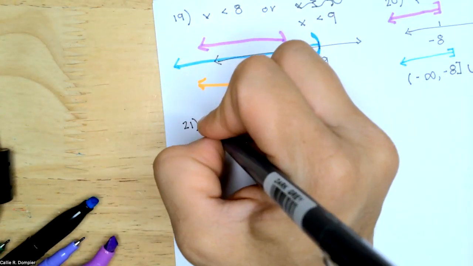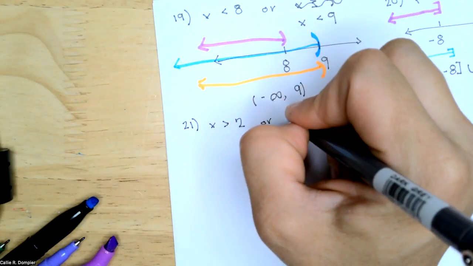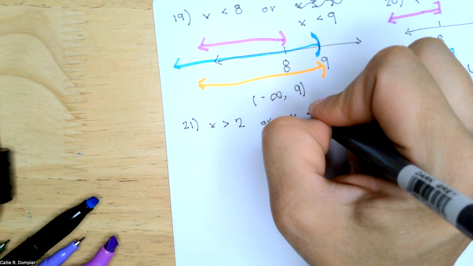21, x is greater than 2, or x is less than 8.